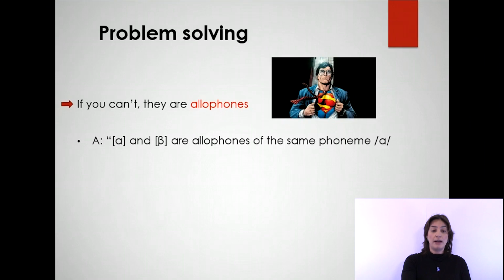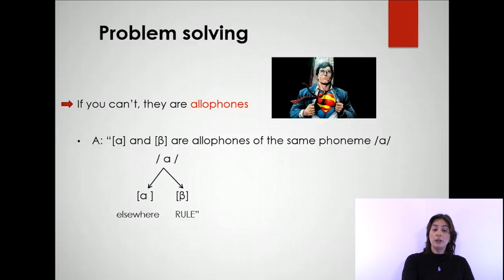Here, let's call it alpha. You might as well call it beta. We'll talk about that in the classroom. But this is how we represent it. Now the only thing that is left is to find a rule for one of the allophones and consider the other one the elsewhere allophone.